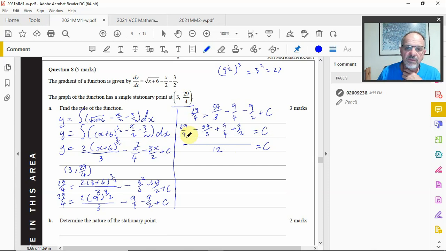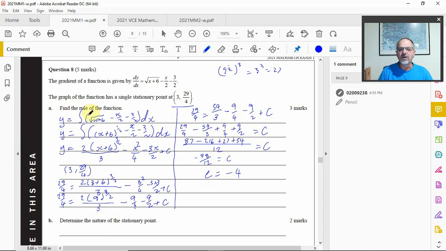So 29, if you multiply that by 3, you get 87, and you're going to have to do this carefully. 54 by 4 is 216. Times by 3 is 27. And times by 6 is 54. And then when you add all those together, you get minus 48 on 12, which is, therefore, c is minus 4.